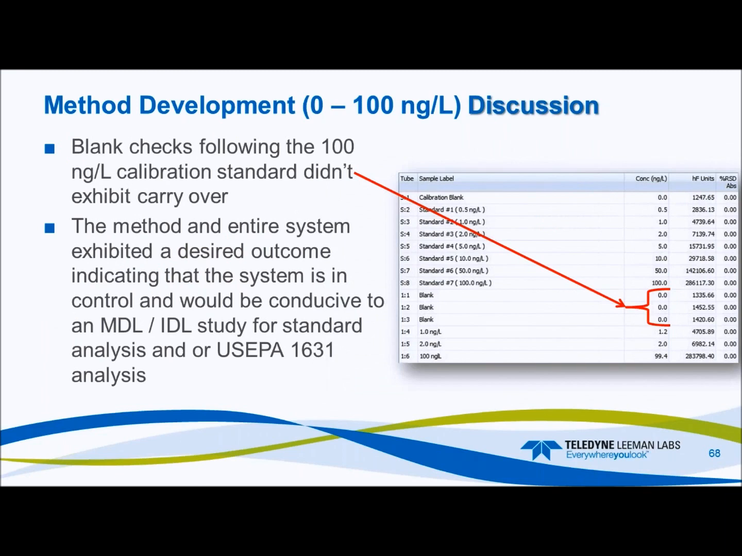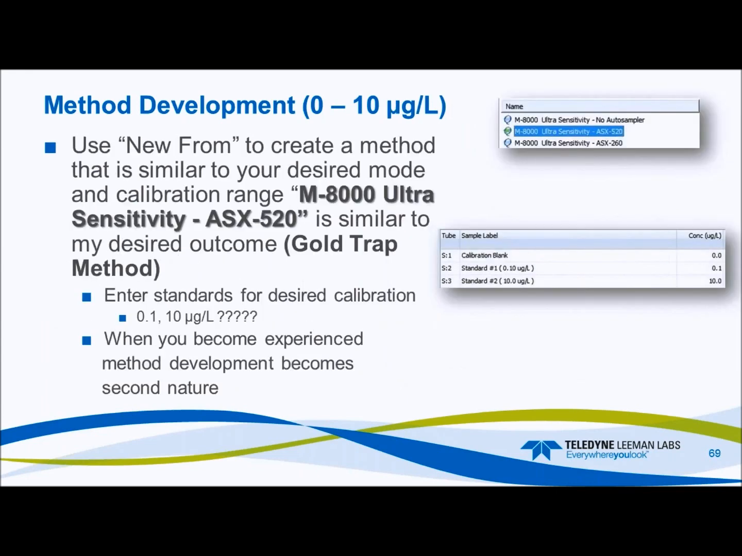Blank checks. So again, they didn't exhibit any carryover, so I think my system is giving me the desired outcome, so I am ready to run a 1630 calibration and/or do method MDL or IDL study, depending on what you want to achieve with the system. Now, let's look at 0 to 10 ppb in GoldTrap. Yes, ppb, we can do this with the system.